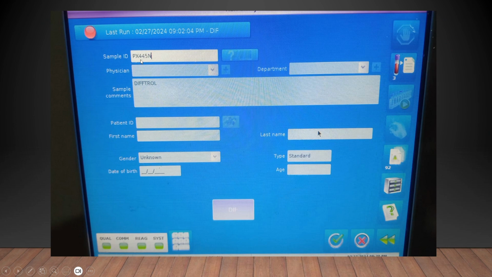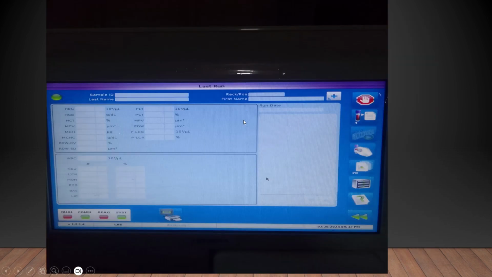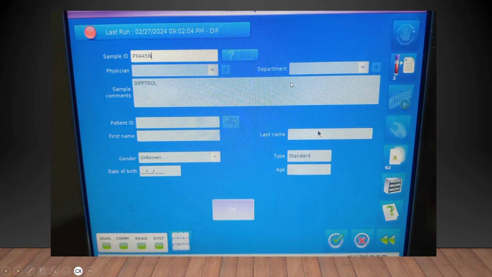You enter the patient name, your name on it, and then the last name, then you give yes. It will tell you to please mix. Please do remember, whenever we are giving a sample in stat mode, it's very important that we manually mix the vacutainer properly. At least 10 times you should invert the vacutainer so that it gets mixed properly. Then only you keep it and validate it. Once you validate it, the vacutainer holder will go into the instrument. The needle will collect the sample and do the testing.